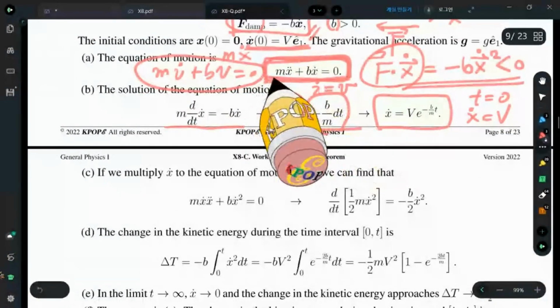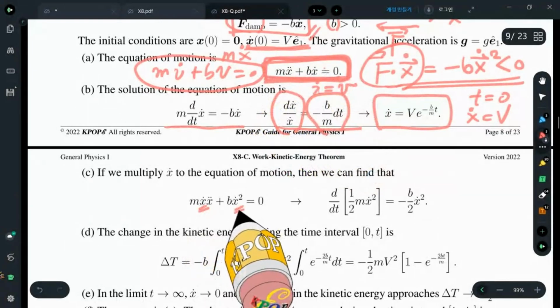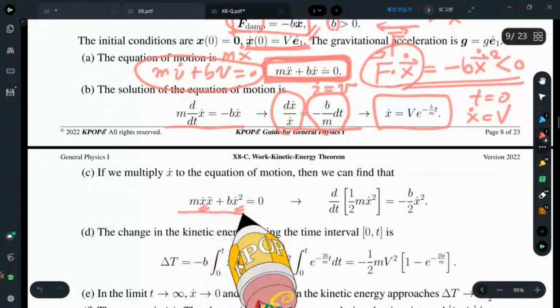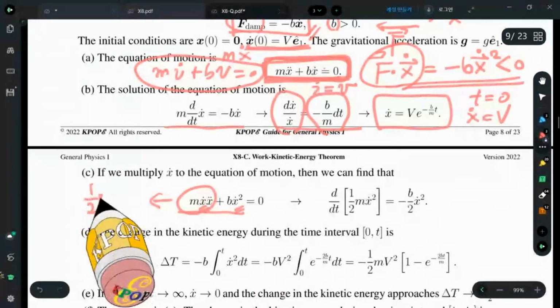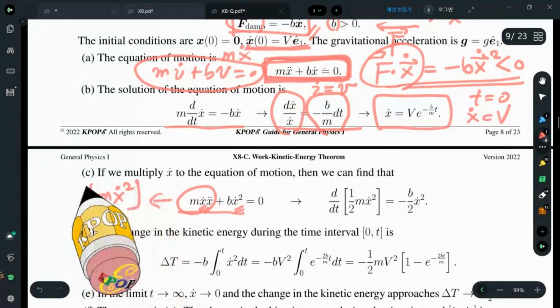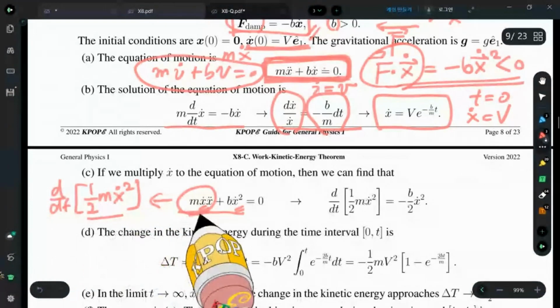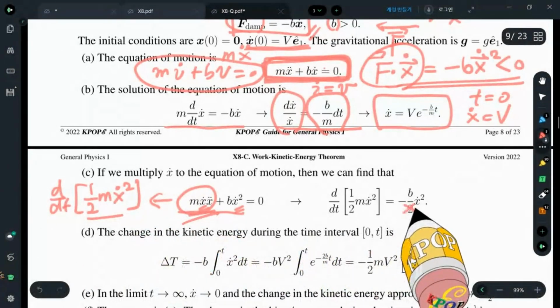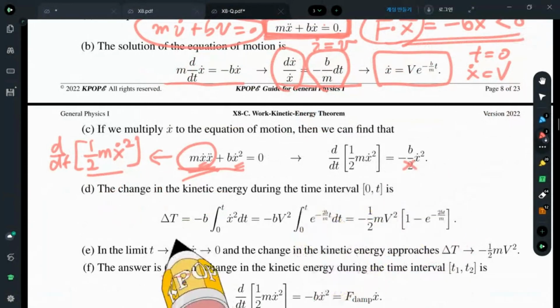We have this equation of motion, and we multiply by x dot on both sides. The right-hand side is still 0, and then we simplify this. This is the total differential of kinetic energy, the time derivative of kinetic energy. And the factor 2 is missing. That's the reason why the answer is C. The 2 is missing, so this is wrong.